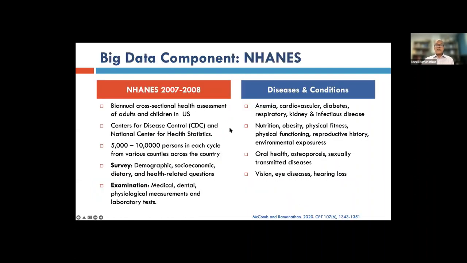So now we wanted to focus on a big data component. And so what we decided to do was pick the enhanced study. And the enhanced study is a very large biannual cross-sectional health assessment of adults and children in the United States. It's the National Health and Nutritional Survey. I think the E stands for environmental, I'm not sure, but it's conducted by the CDC.